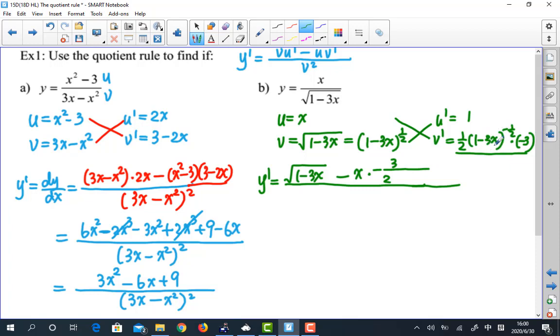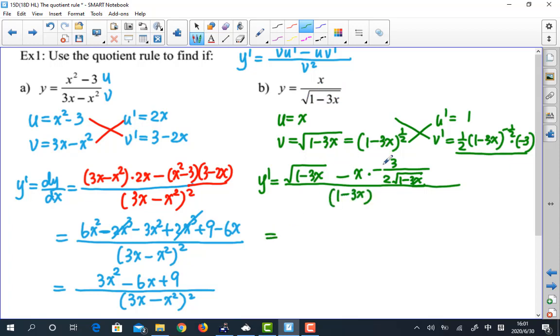I put this one back to the denominator because this is a negative exponent. So it should be 2 times the square root of 1 minus 3x, divided by v squared too. Square this one, it should be 1 minus 3x.